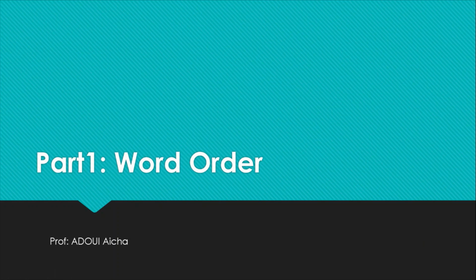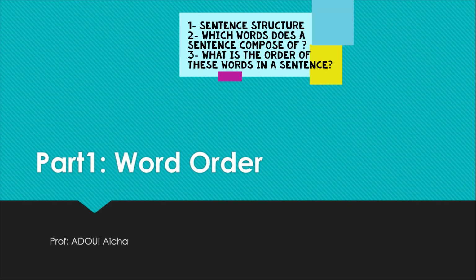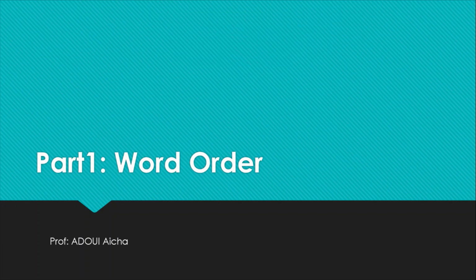We are going to continue with the second part in terms of composition. We are starting first of all with the word order. We're going to start with, of course, sentence structure. Which words does a sentence compose of, and which word comes first? What is the order of these words within the sentence? How do we formulate a sentence in English? Well, these are all questions that we are going to answer in this lesson today.